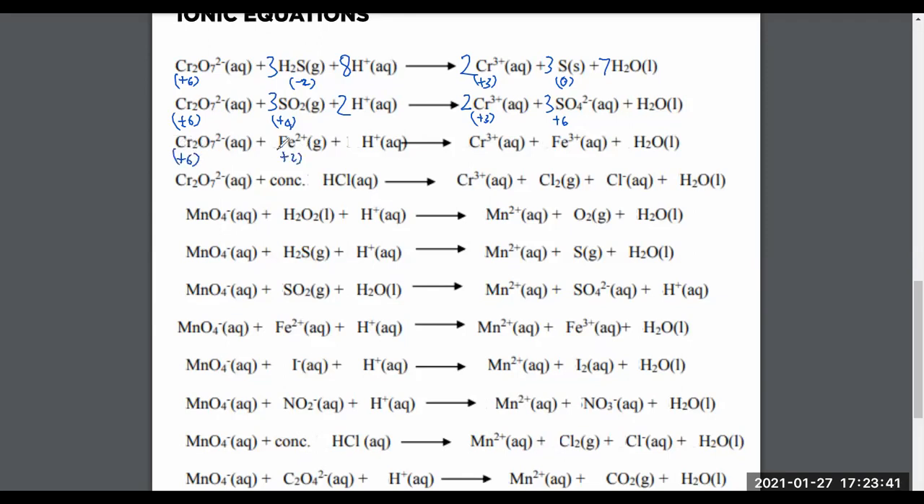From +6, chromium goes to +3. Iron from +2 goes to +3. When you take chromium +6 to +3, the difference is 3. There are 2 chromium atoms. Therefore, I have to put a 6 here. Iron from +2 to +3, the difference is just 1. So, I have to put a 1 here. All right. So, 6 is settled. This 1 is settled. 2 chromium. Therefore, I have to put a 2 here. It's settled. 6 Fe2+. So, I have to put a 6 here.